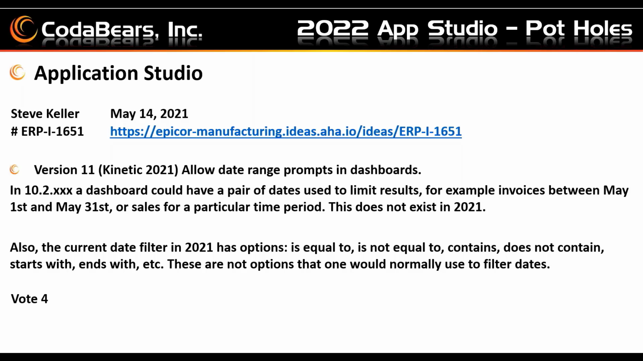This one's a little older, from Steve Keller. In version 11, allow date range prompts inside dashboards. Dashboards can have a couple dates on them, for example, between them. One of the new features now in 22.1 is you can have some date ranges, and the time now supports decimal format, not just 7:11.